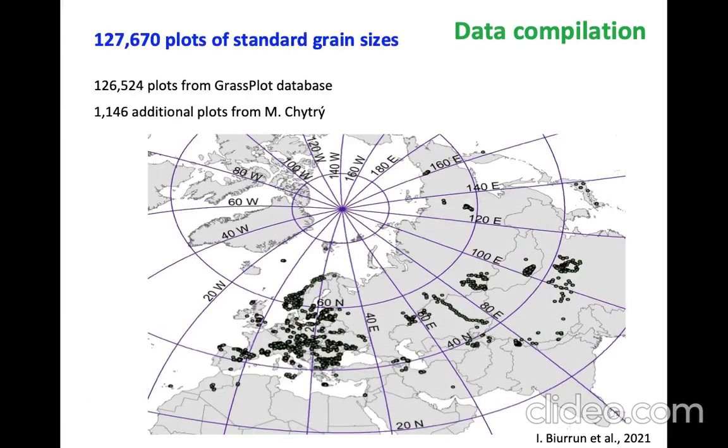Here you can see the current geographical distribution of the data stored in GrassPlot. As you can see, the highest density of plots was recorded in temperate Europe, whereas a large amount of Asia is still blank.